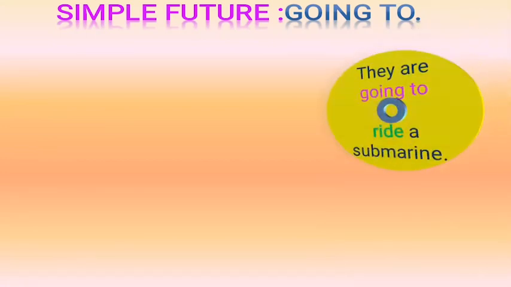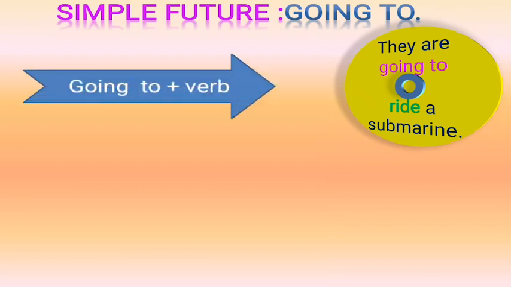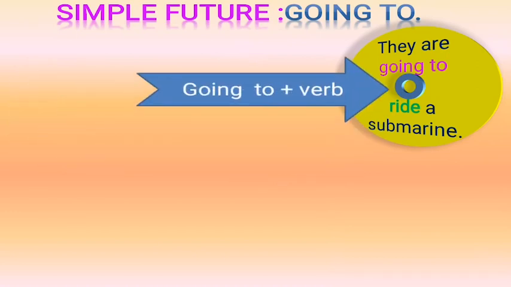Now we'll learn about going to. This example shows the use of going to. They are going to ride a submarine. That is subject plus are is the helping verb plus going to plus main verb plus object. So, here the structure for going to generally is going to plus the main verb. This is how we learn in short about the structure of simple future using going to, that is going to plus main verb.